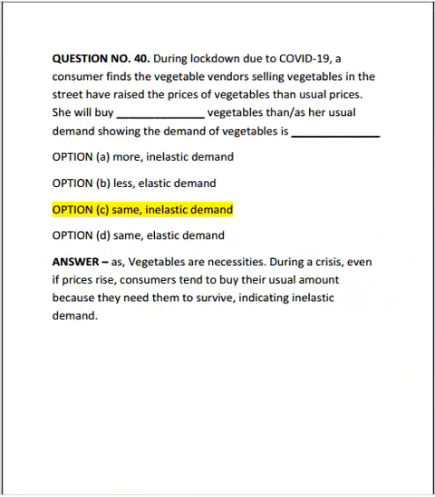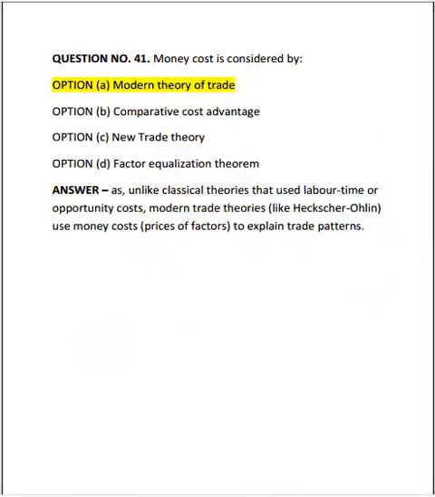Question no. 40. During lockdown due to COVID-19, a consumer finds the vegetable vendors selling vegetables in the street have raised the prices of vegetables above usual prices. She will buy vegetables then, as her usual demand, showing the demand of vegetables is: Option A, more, inelastic demand. Option B, less, elastic demand. Option C, same, inelastic demand. Option D, same, elastic demand. Answer: as vegetables are necessities. During a crisis, even if prices rise, consumers tend to buy their usual amount because they need them to survive, indicating inelastic demand.